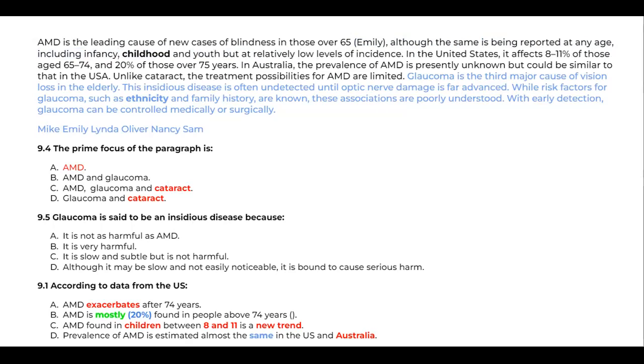Going to the last question. The last question is, glaucoma is said to be an insidious disease. For answering this kind of question, you need to know the meaning of a word, insidious. What's the meaning of insidious? Of course, you cannot guess it. Guessing will not work at all. Hidden. Yeah, hidden. Insidious is hidden. See?